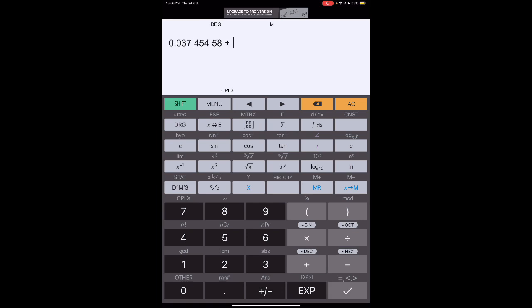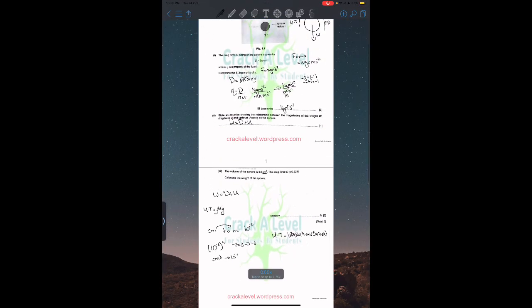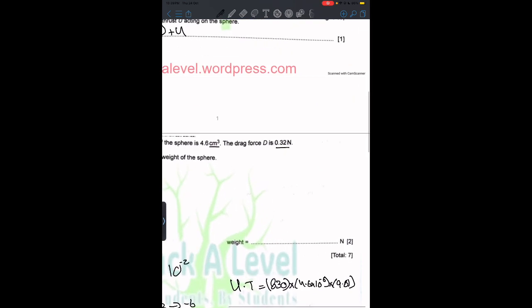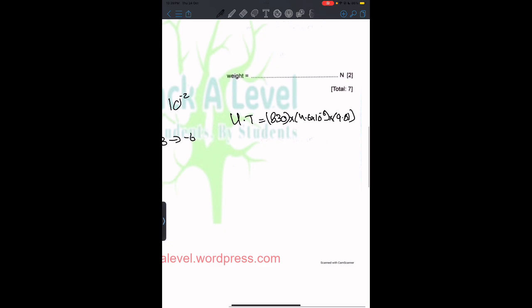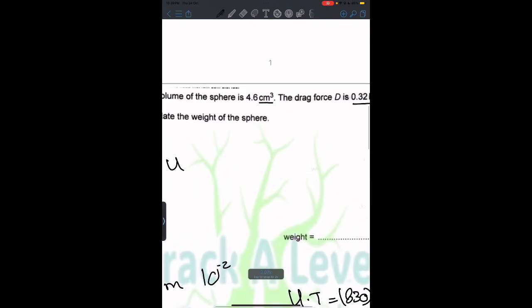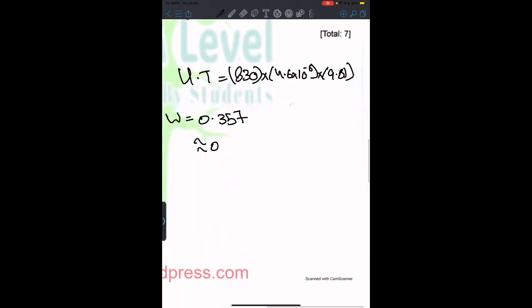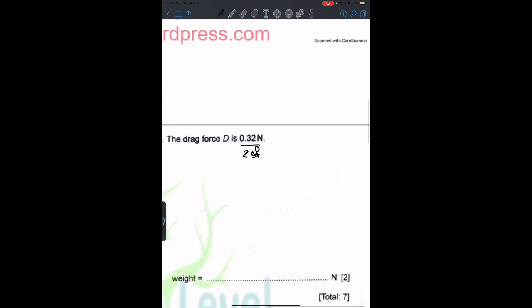We know this value, and we'll add the 0.32 from our previous value, which is due to drag force. You might ask, where did I get this formula? Well, they told us. So I'm getting my weight as 0.357. Because the values in the question are given to us in two significant figures, we'll round this off to two significant figures, so we'll get 0.36.